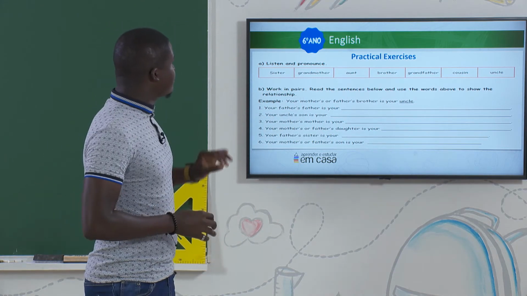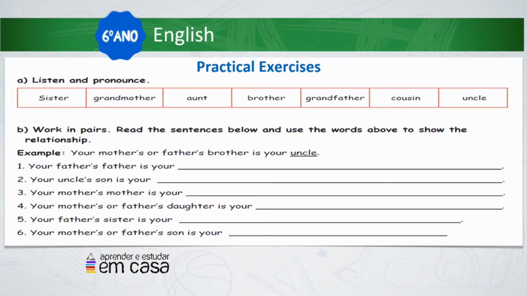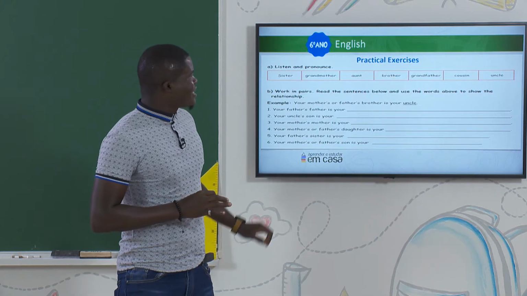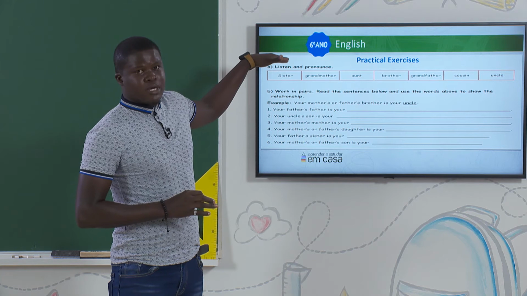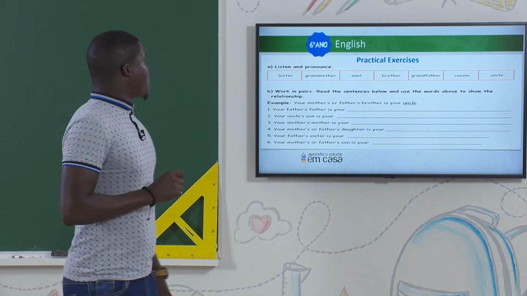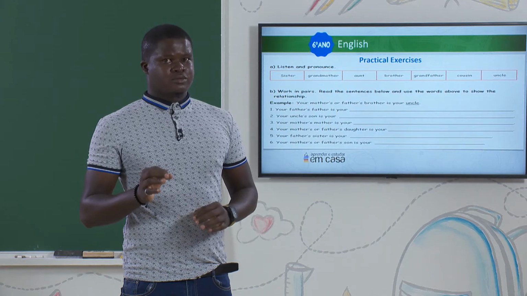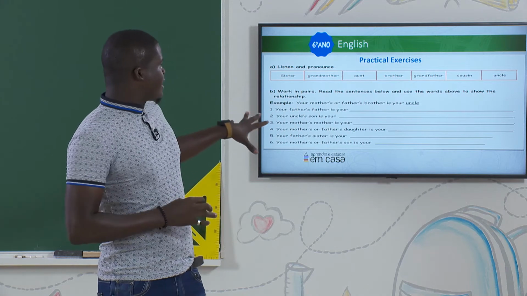Now, let's see the second exercise. Exercise B. Here, read the sentence below and use the words above to show the relationship. Ou seja, vocês vão usar as palavras que estão ali em cima, no quadro, para completar os espaços em branco no exercício B. Okay? So, let me give you an example. Your mother's or father's brother is your uncle. O irmão do seu pai ou da sua mãe é seu tio, uncle. Okay? Now, let's do the next one.